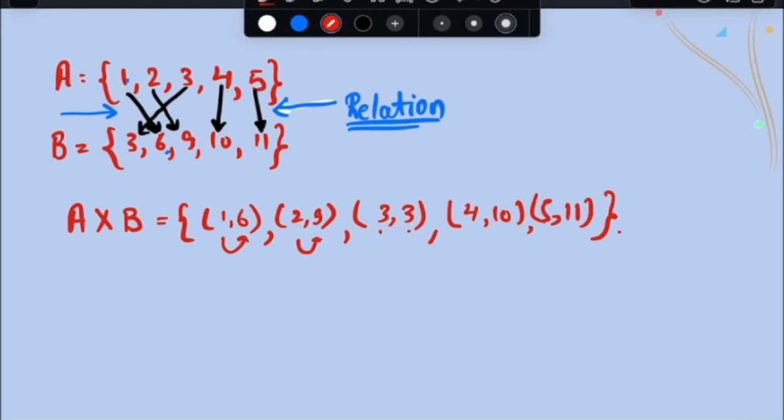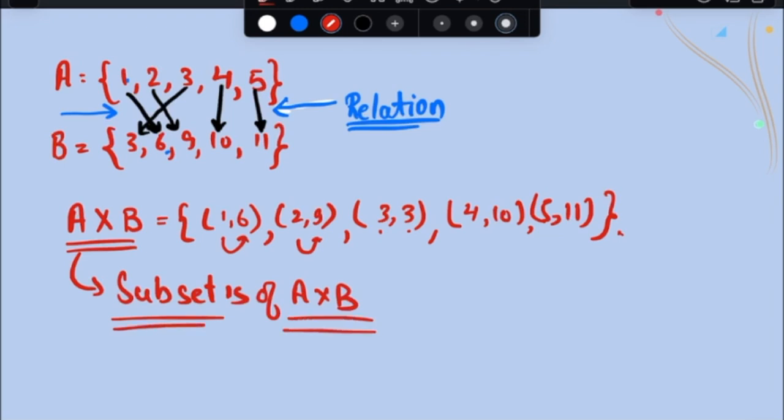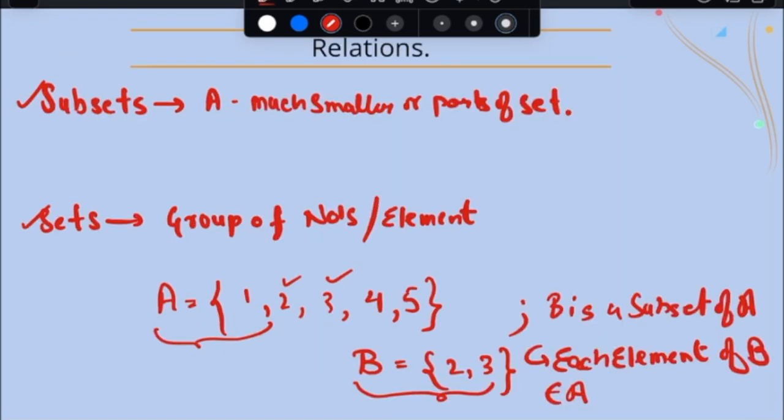Now if I may ask you, how many subsets of A cross B exist? Initially what we were doing, a subset of this means this and this. Smaller sets of the main set are known as subsets.